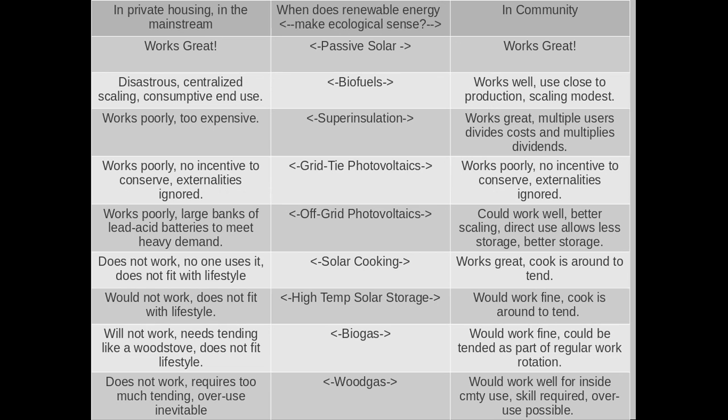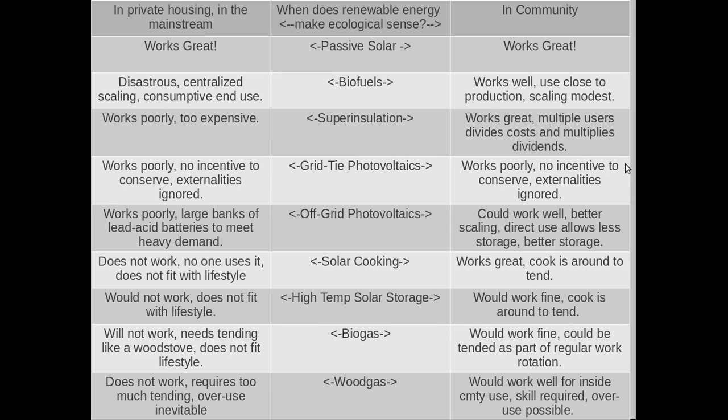Grid tie photovoltaics, do they work in the mainstream? No, they don't. Externalities are ignored. There's an enormous amount of toxic byproducts from the production of photovoltaic panels. There's a lot of mining of expensive metals and whatnot. Those externalities are ignored with grid tie systems. We simply put them up and assume they are benign, and there's no incentive to conserve. We put up those big grid tie systems without taking out the electric water heater or getting rid of the heat pump or insulating the building. So grid tie is a net environmental loss in the mainstream.